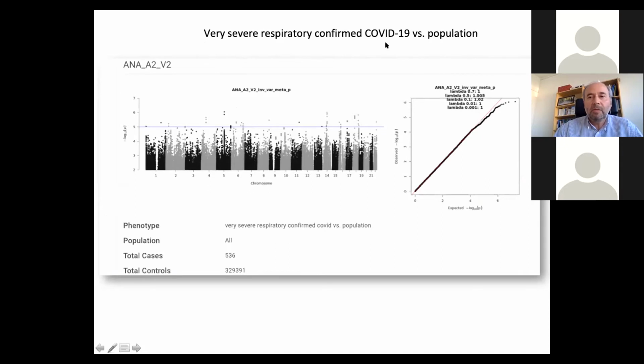Another comparison was done by comparing very severe respiratory confirmed COVID-19. Among those who were hospitalized, 536 were very severe, and again that was compared to the overall population. Although this study does not have so many cases, which means it was very difficult to get significant SNPs, still some of them get through this cutoff, and we can get these SNPs for our analysis.